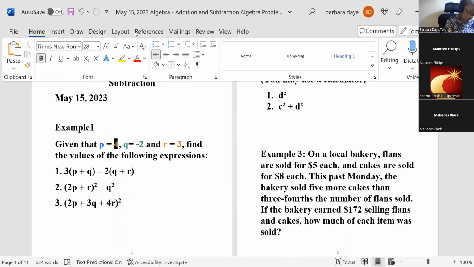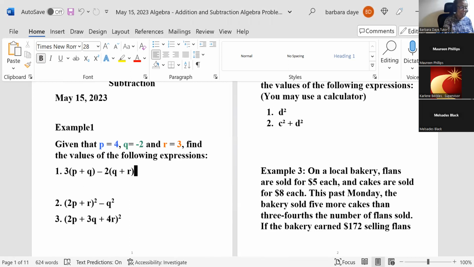Does anybody have the answer for the first one? Not really. I will answer, but I doubt it's right. What do you have, Miss Lady? I have plus 6. What do you have, Maureen? I have 10, and minus nothing. You didn't substitute? No. 3 times, put the P, that's a 4, plus a -2.